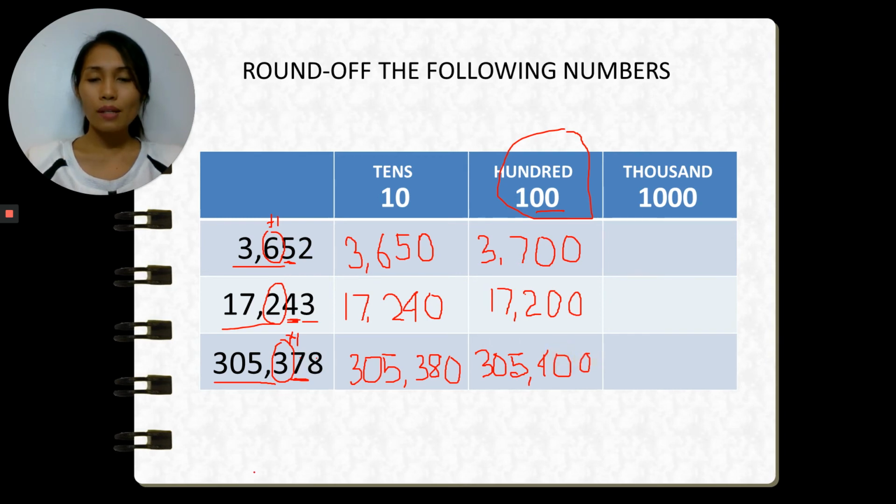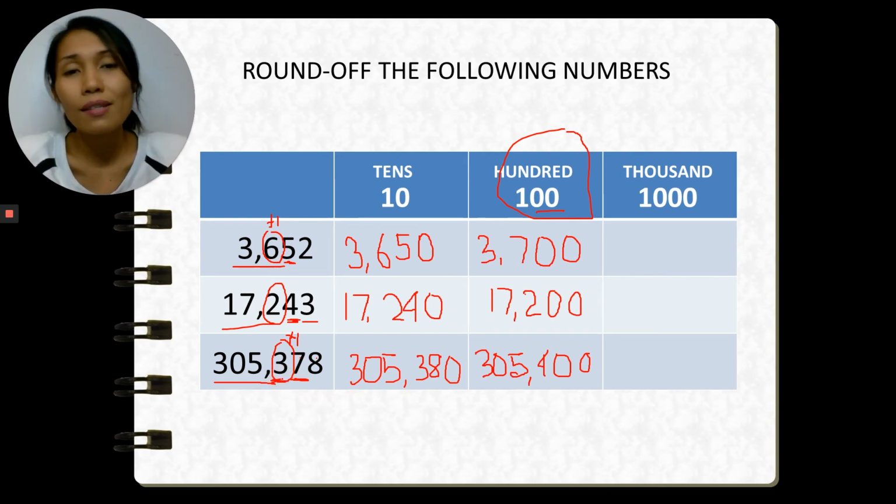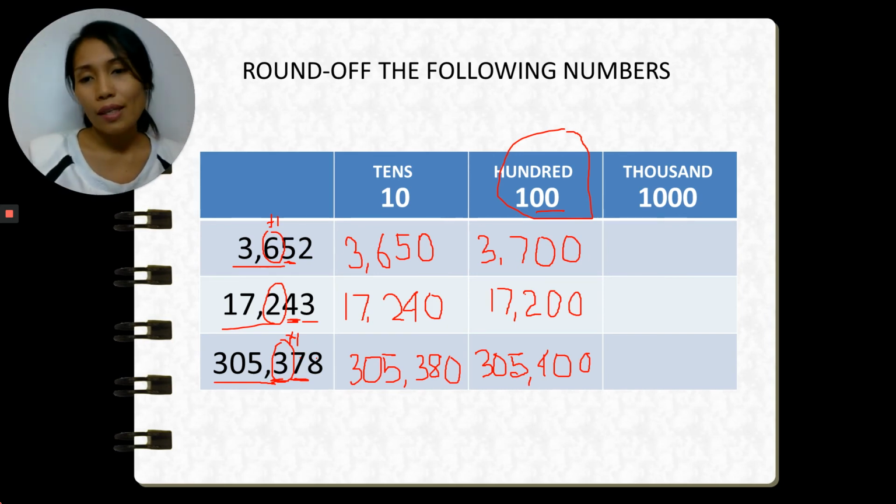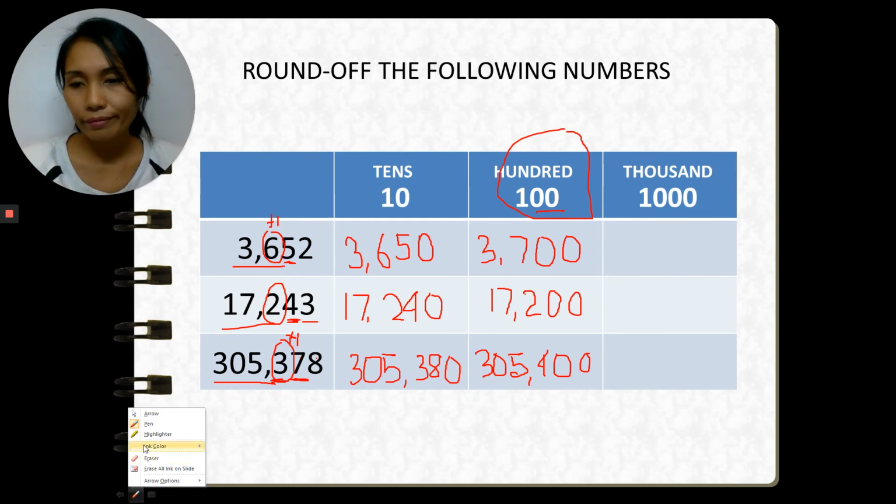0. Why is that 0? Because all the numbers after the hundreds place should become 0. Okay, that's how to round off. That's the rule. So now let's proceed to the thousands place. Let's erase here again.